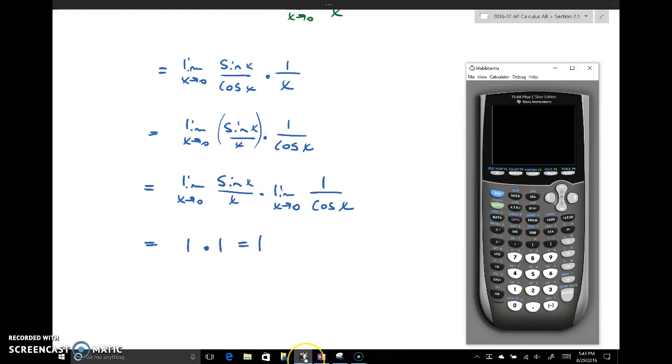Let's look at a graph. Now remember, when we're graphing trig functions, we need to be in radians, so we're going to make sure we switch into radians. We're going to put our function in. So this is going to be tangent x divided by x, and we're going to do zoom trig, and we'll start with that and see what it looks like.